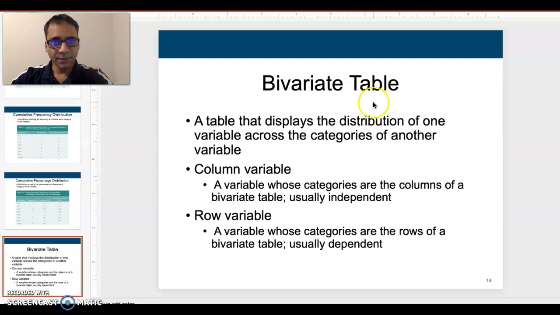The next is bivariate variables. The name itself shows, bi means two variables. What do we do with two variables? We create a table that displays the distribution of one variable across the categories of another variable. So we have columns and rows. Columns typically represent the categories of the variables, usually the independent variables, and the rows represent the categories that are typically the dependent variables.